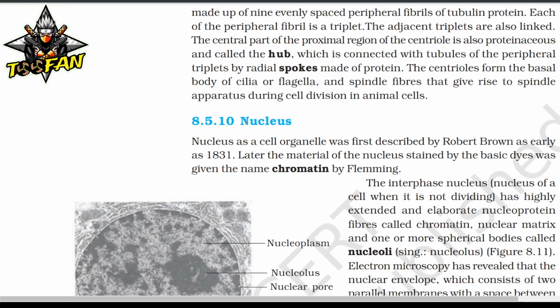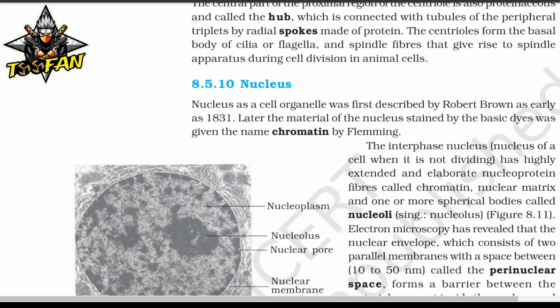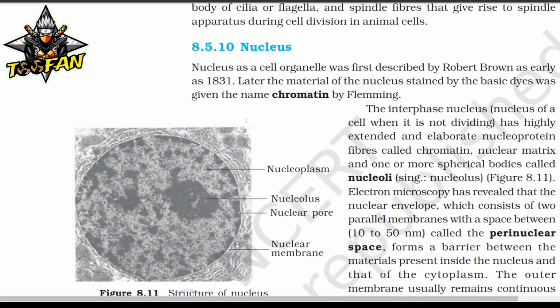Nucleus. The nucleus as a cell organelle was first described by Robert Brown as early as 1831. Later, the material of the nucleus that stained with basic dyes was given the name chromatin by Fleming. The interphase nucleus of a cell, when it is not dividing, has highly extended and elaborate nucleoprotein fibers called chromatin, nuclear matrix, and one or more spherical bodies called nucleoli, singular nucleolus.